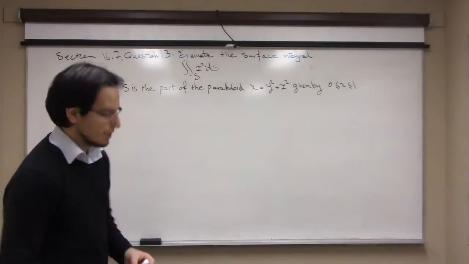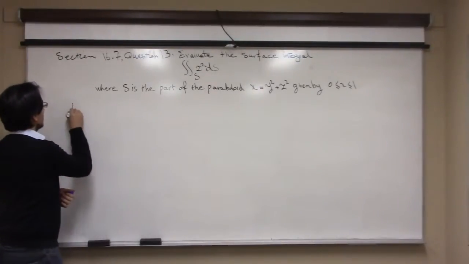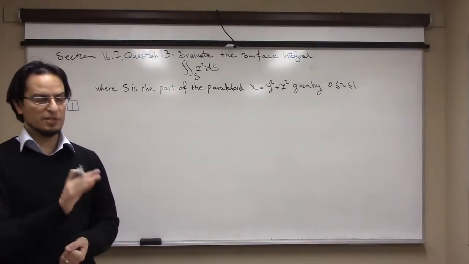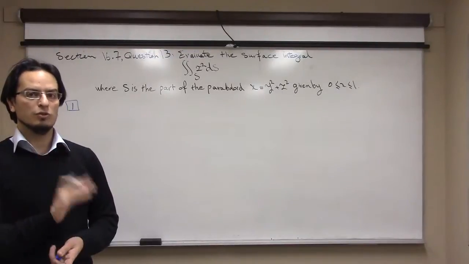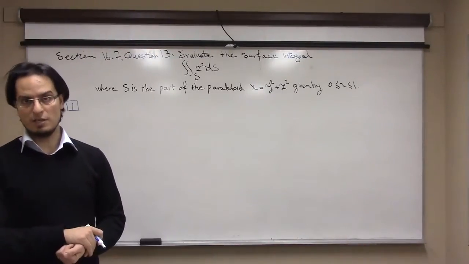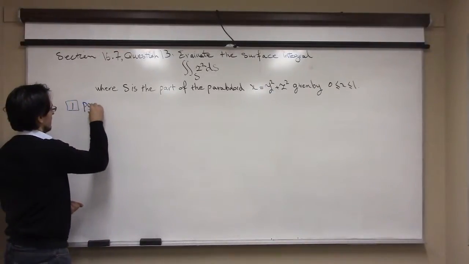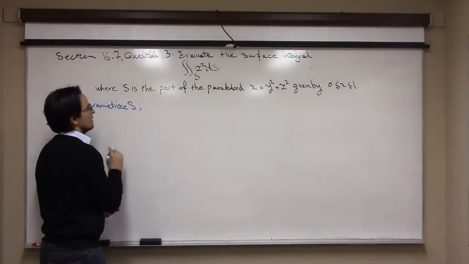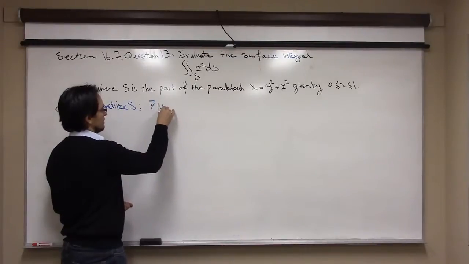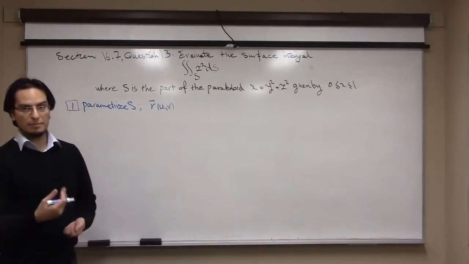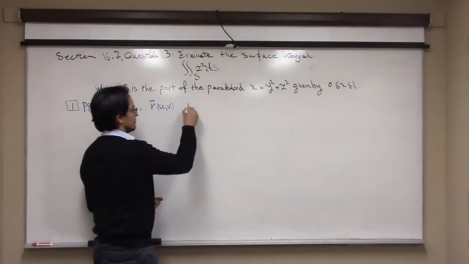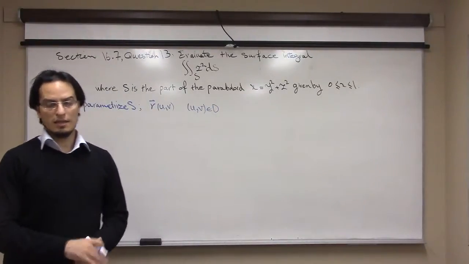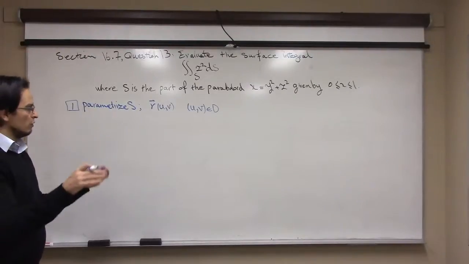So the first thing to recall is that the first step to evaluate a surface integral is to find a parameterization for that surface. Parameterize S, meaning that you have to find a vector function with two parameters u and v, such that if you let your parameters vary in the domain D, you get the whole of your surface.